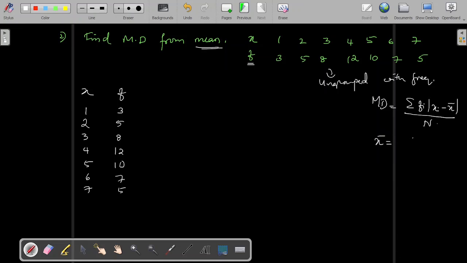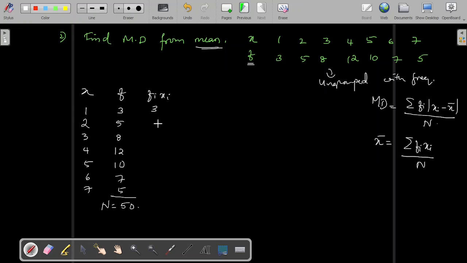So, how to get the mean? Summation of fi into xi divided by capital N. First, let us find capital N, the sum of all frequencies. So, when you add all these, you will get the value 50. Next column should be fi into xi. Okay, fi into xi means each data value you have to multiply with the frequency.